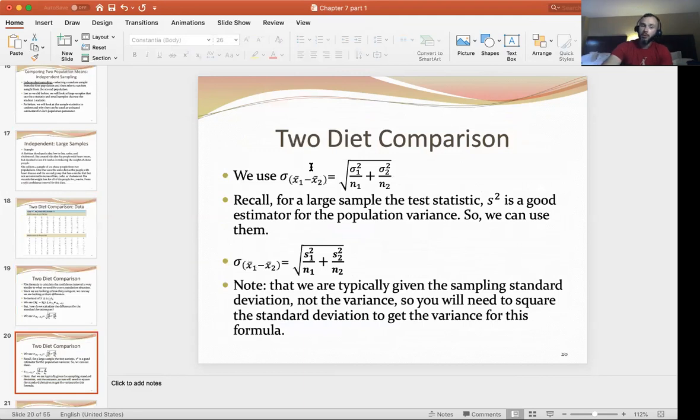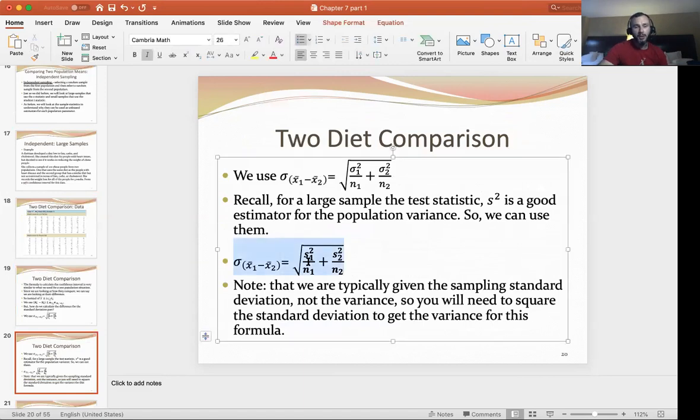So recall that for a large sample, the test statistic S squared is a good estimator of the population's variance. And that again goes back to the central limit theorem. As our sample gets larger and larger, our S squared approaches sigma squared. And so if we don't really know sigma squared, we can just use S squared, and it's pretty good most of the time. So that changes the formula to this, where the only difference in the numerators under the radicand is S instead of sigma, but we didn't know sigma, so no harm, no foul.